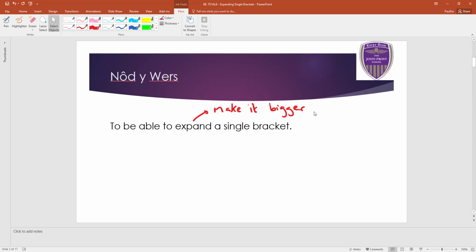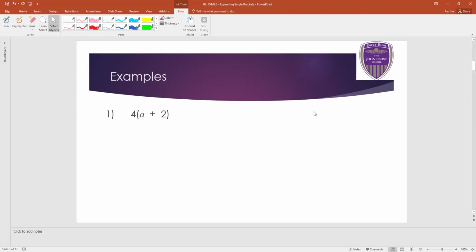Okay, so here's an example. Perhaps pause the video, write this one down, then come back when you're ready. Okay, welcome back. Now, you should know from your previous work on basic algebra that this here, 4 bracket a add 2, actually means 4 times a add 2. Because if things are stuck together in algebra, it means multiply. So this means 4 lots of a add 2, 4 lots of the bracket.